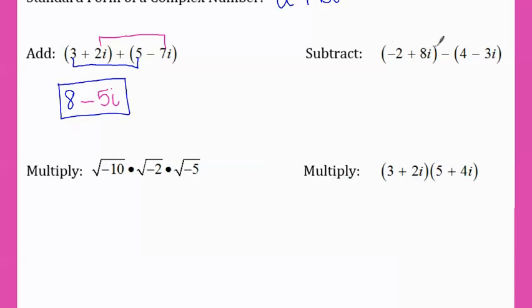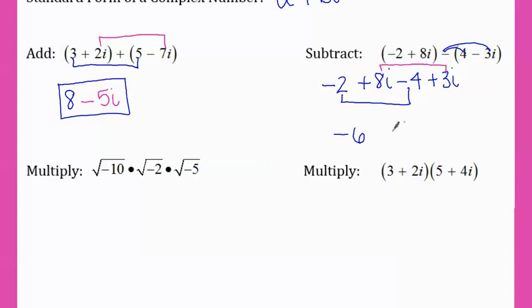When we're subtracting complex numbers, we're going to distribute the negative first. And we can get rid of the parentheses from our first expression. And now we can combine like terms. Negative 2 and negative 4 will give us negative 6. Sorry, 8i and 3i will give us 11i.